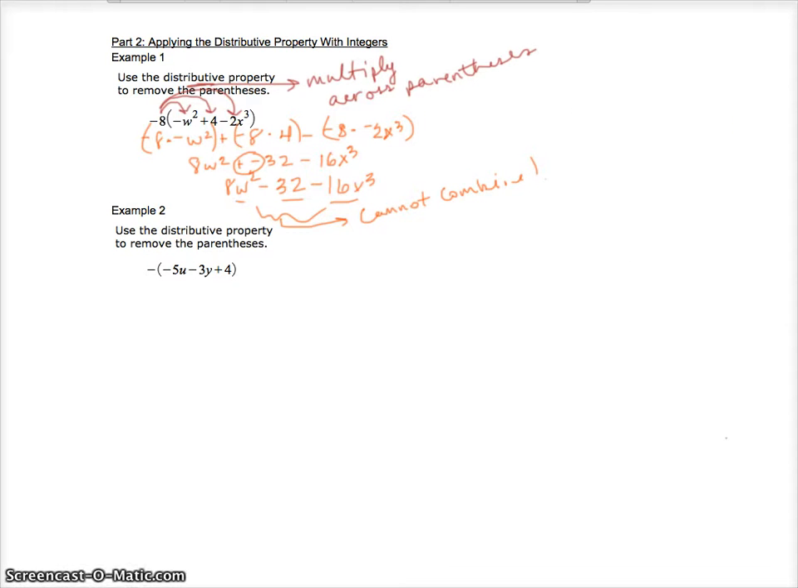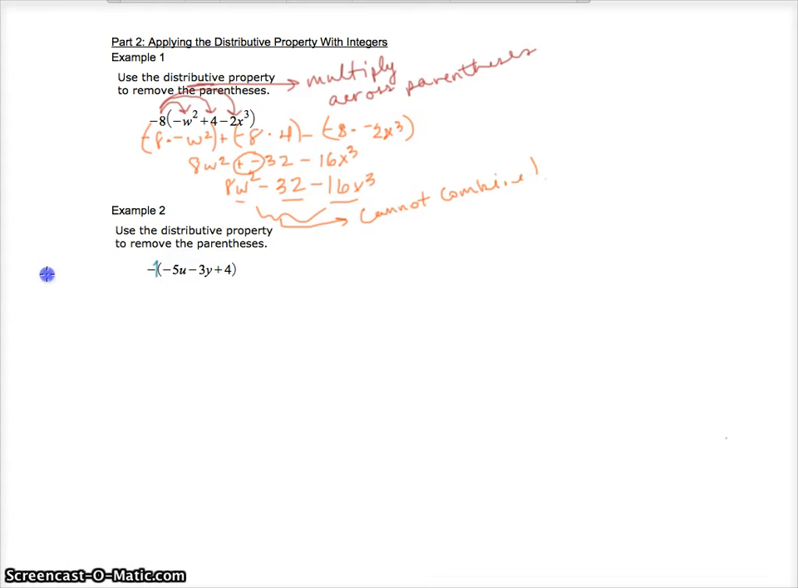Alright, let's look at one more example here. This little negative sign says negative times negative 5u minus 3y plus 4. So this little negative actually means that I need to think about that as being a negative 1. So I'm going to sneak a 1 in there. Let's make that negative 1.